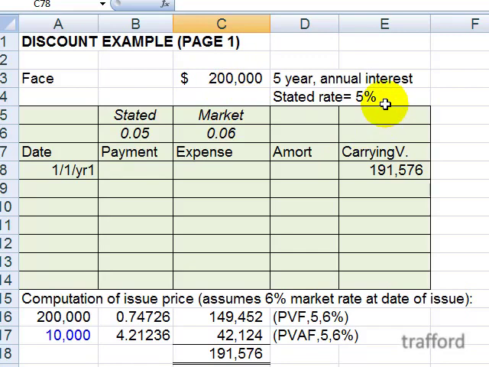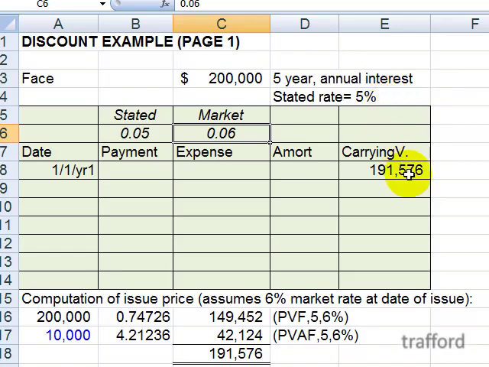So in this first example, we're going to assume that the market rate of interest is 6%. Because the stated rate of interest is too low, it will force the issue price of the bond down to something below $200,000. What will this bond sell for? Well, we have all of the information here to figure that out. Remember, it's just a time value of money computation. Let's take a look at how we do the math.